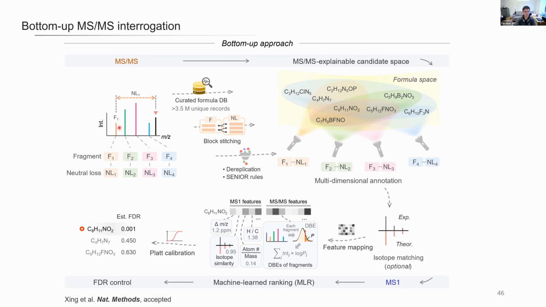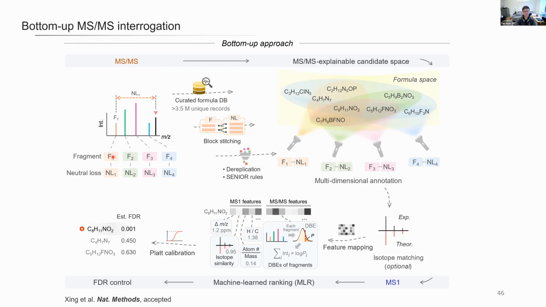For each fragment, because we know the precursor m/z value, each fragment has a neutral loss, so a fragment-neutral loss pair. The more fragments you have, the more fragment-neutral loss pairs you have. Then we did an exhaustive search. We generated a formula database with over 3.5 million unique records from 26 different databases, including PubChem and many others.